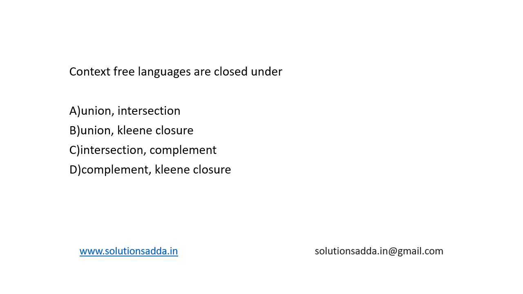So here there are 4 options given. First of all, let's check the intersection part. We know that intersection and complement are not closed in context-free languages. The complement of a context-free language need not be context-free. Similarly, the intersection of context-free languages need not be context-free. So using these two properties, we can cut the options of intersection as well as complement. So the correct option is that context-free languages are closed under union and Kleene closure.